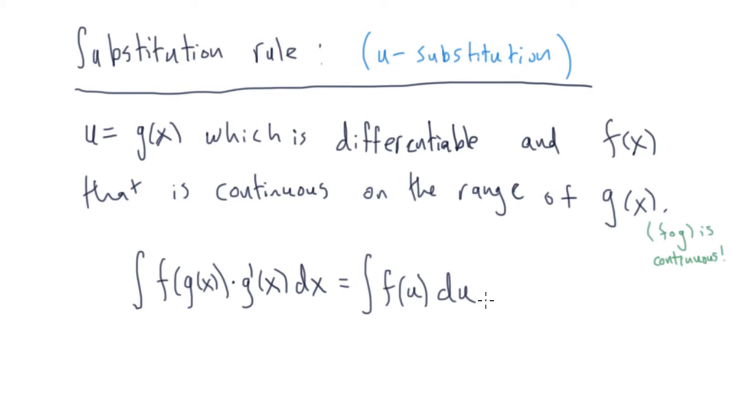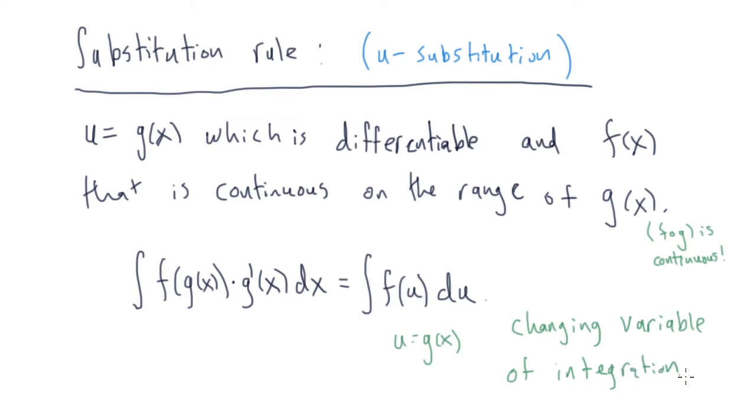Okay, and now notice what happened here. Remember that u is really equal to g of x. But now I'm actually changing the variable of integration. That's very important. So in the first integral, my independent variable is actually x. And in the second integral, my variable of integration is u. Okay, but I'm thinking about u as actually being a function of x.